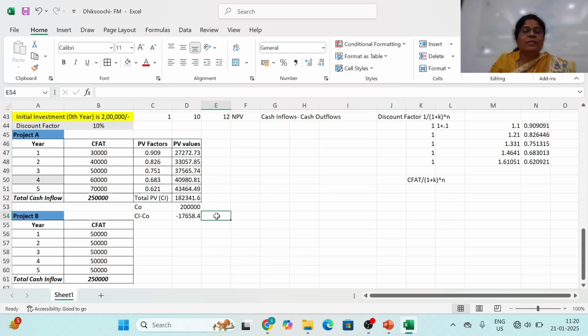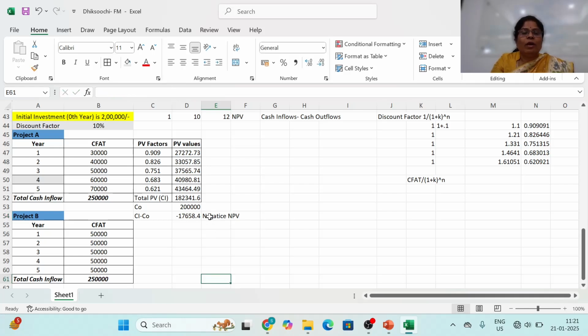NPV can also be calculated by using Excel. Okay. But now we are not using the Excel formula. We are using the manual method. That's the reason we are writing everything in detail. Clear? So now the NPV is negative. We can write it as negative NPV.